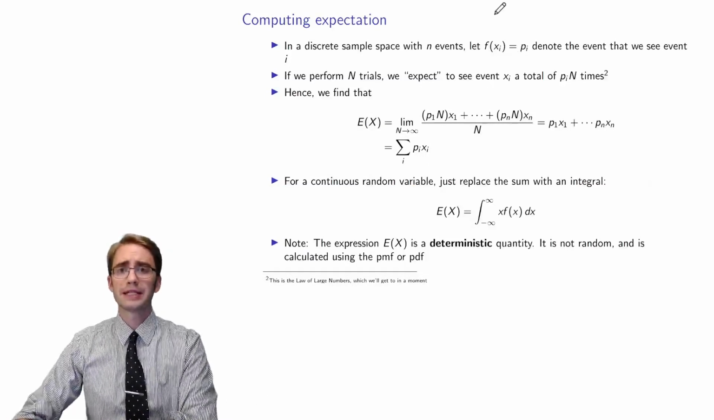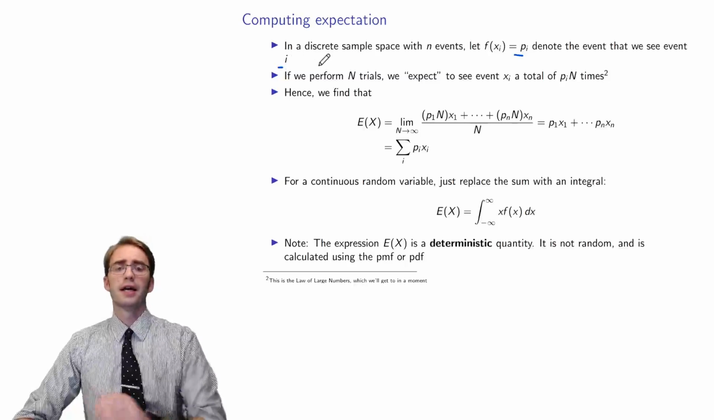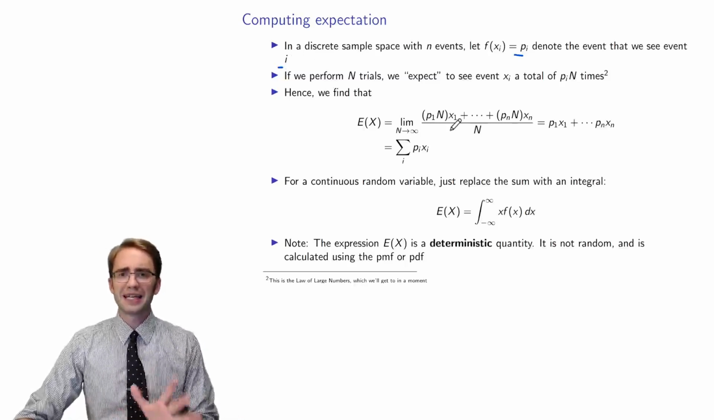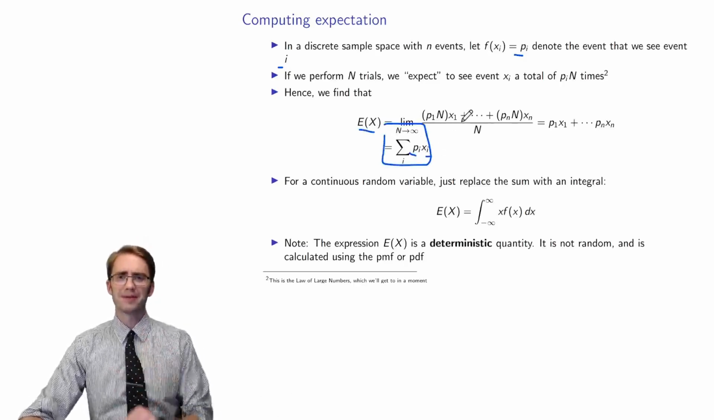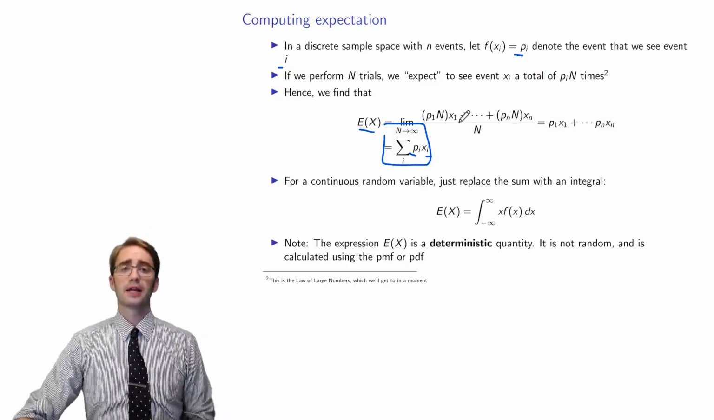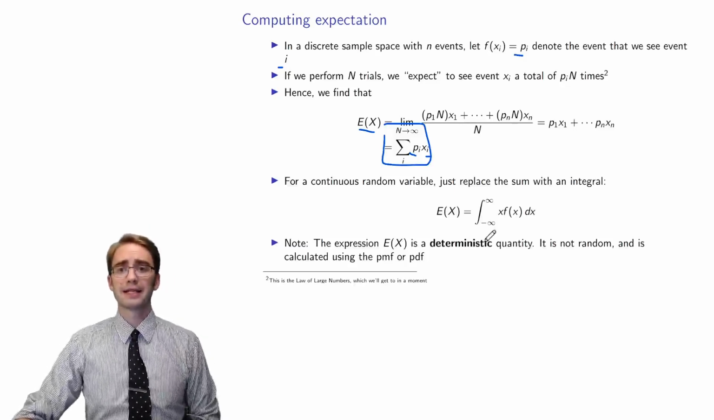So computing expectation for both discrete and continuous random variables is pretty simple. If you have a discrete sample space with n events, and pi is the probability that event i occurs, some basic analysis of linearity of taking limits works out that the expected value of x is just the sum of the probabilities times the values of that random variable. We'll do an example of that to clear this up. For a continuous random variable, you just replace that sum with an integral.